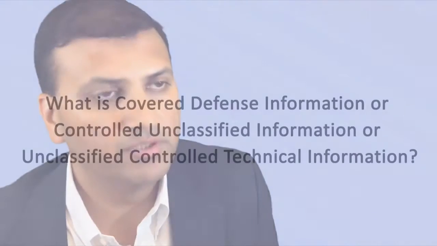And the third one is 252.204.7012, which is the basic main clause that says how does a DoD contractor safeguard controlled unclassified information and be able to also provide cyber reporting to the DoD in the event they do get breached.